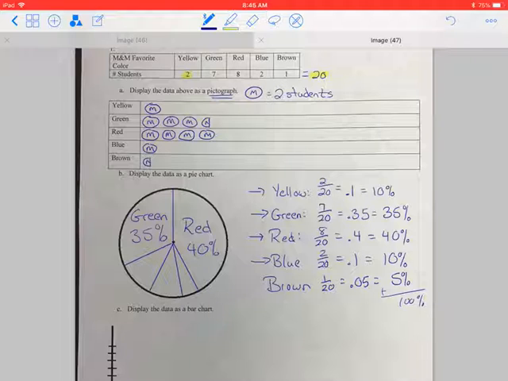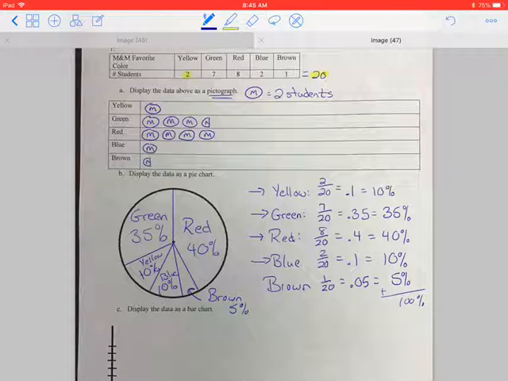So I'm going to take these two pieces here and here are about the same size. So I'm going to make that yellow and blue, and it doesn't matter which one's which. And those are going to be my 10%. Okay, so those do look roughly the same size. This one looks about half the size of the 10%. So that's going to be my brown at 5%.